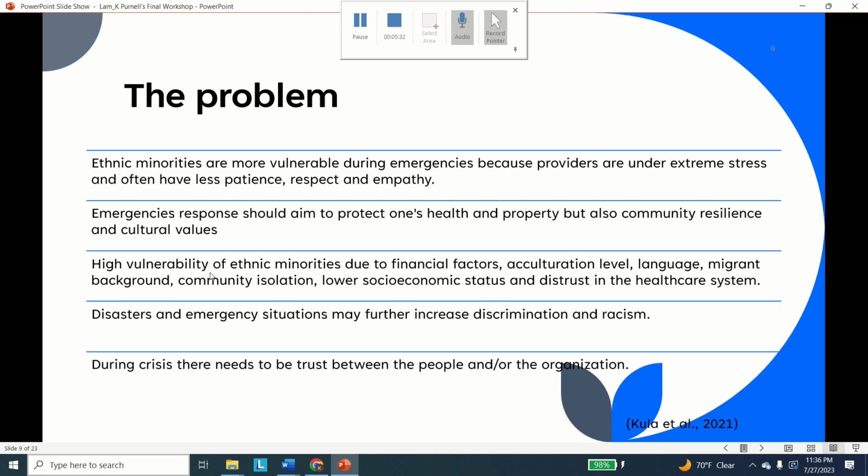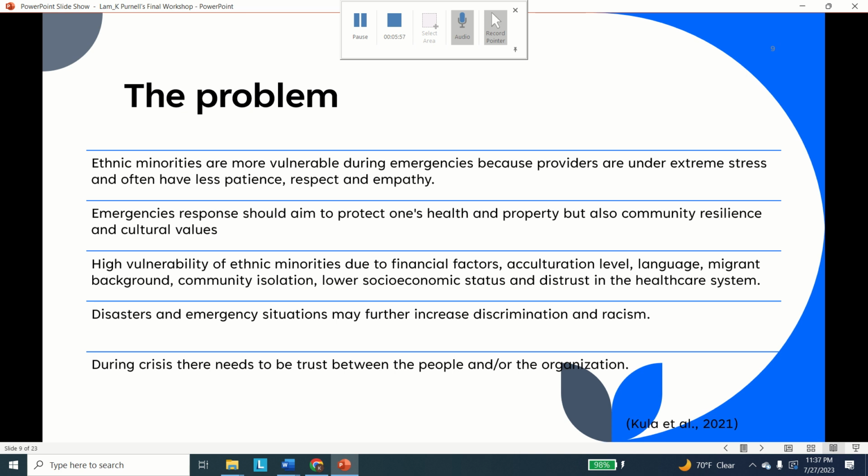So emergency response should aim to protect one's health and property, but also community resilience and cultural value. There's a high vulnerability of ethnic minorities due to financial factors, acculturation level, language, migrant background, cultural isolation, socioeconomic status, and distress within the healthcare system. Disasters and emergency situations may further increase discrimination and racism.